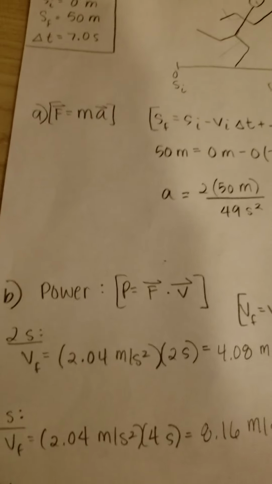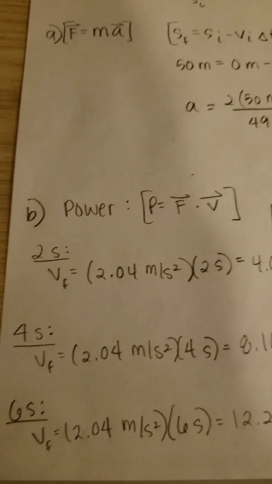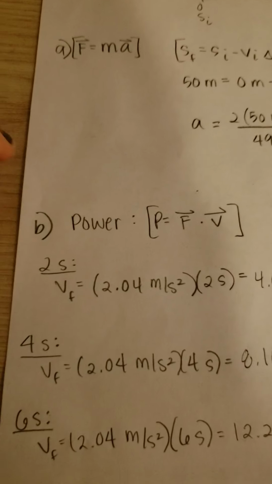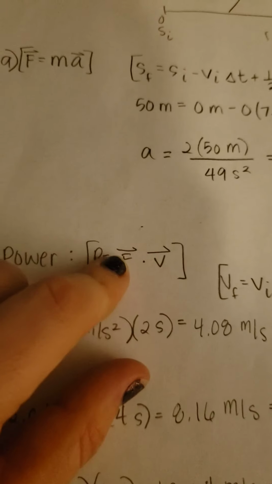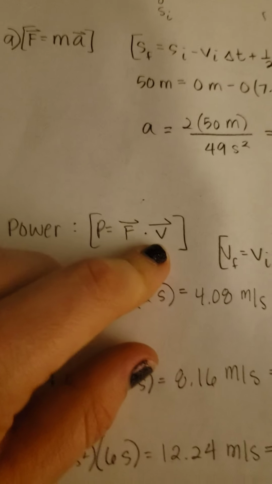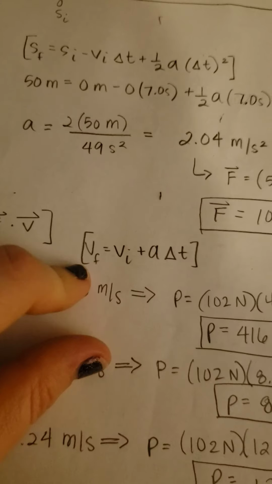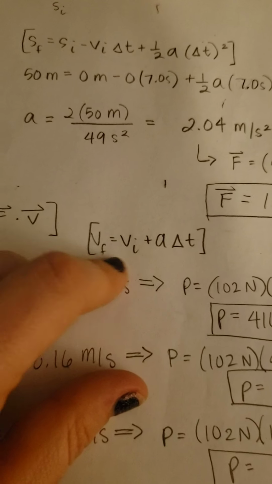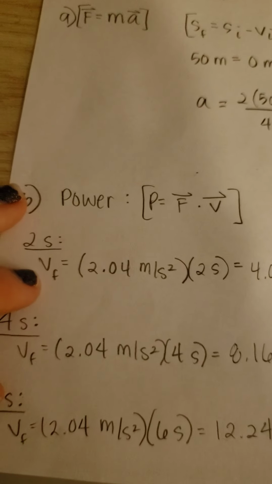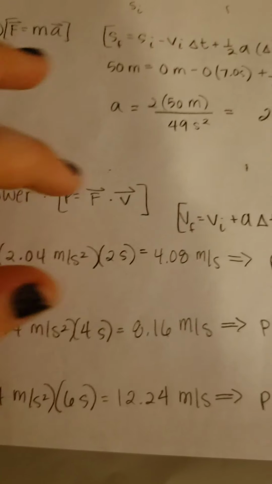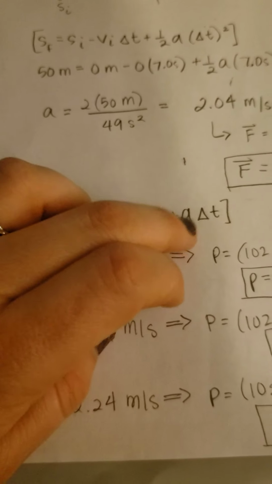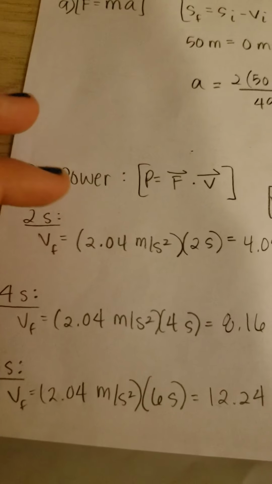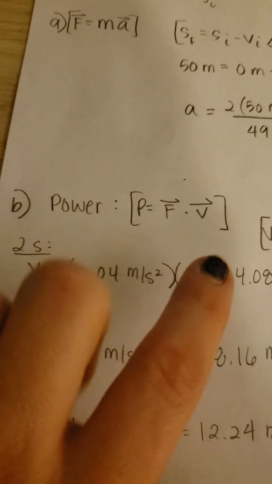And now we want to solve for his power output at 2, 4, and 6 seconds. So for power, we're going to use the equation P equals the force times the velocity. So this time we're just going to need to solve for velocity, which since we already have the acceleration, we can use this equation here. We know our initial velocity is 0, like we set up here, because we started at rest. So we're actually just going to be plugging in acceleration times the time for each one of these. So same acceleration, constant acceleration.